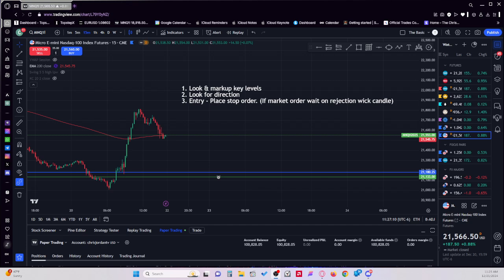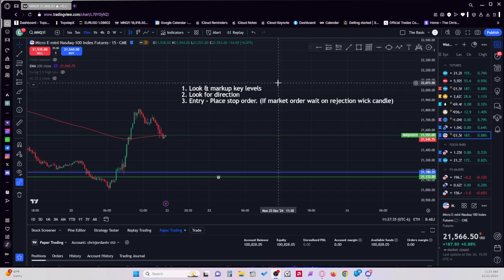Now, I know most of the time I sound scatterbrained because I'm speeding through the video and trying to demonstrate at the same time. So I actually decided to write down my exact strategy, and it's pretty simple. Number one, I look and mark up key levels. A key level could be support, resistance, a supply or demand area, areas of interest, whatever you want to refer to it as. Mark up key levels.